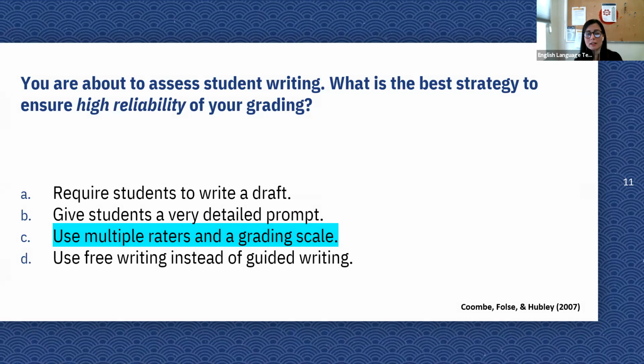And I have to say that a lot of the research on writing tasks and items comes from educational measurement research, right? So it's not necessarily coming from language writing research or language testing research. Most of it is coming from educational measurement.